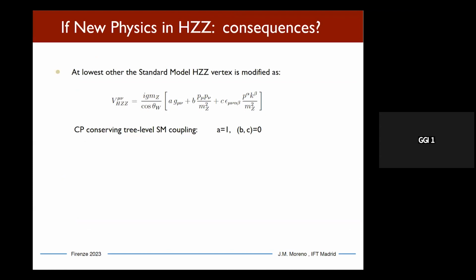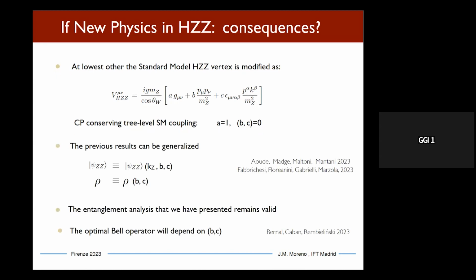So just a brief comment about new physics. If you put some new physics in the vertex, so instead of considering just that term that appears in the standard model at tree level, you have to consider these two extra pieces. The third one is the one that violates CP. The previous results could be easily generalized because the entanglement condition that we have derived is also valid for cases where the only thing that you use is the conservation of the third component of the spin. So this is going to be the case. And the optimal Bell operators now will depend on these two coefficients.